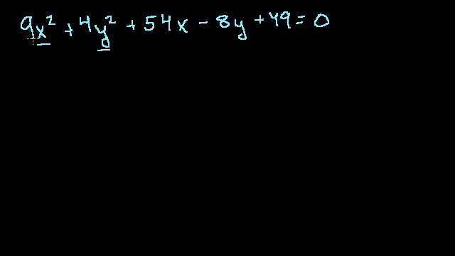If they both have the same number in front of them, that's a pretty good clue that we're going to be dealing with a circle. If they both have different numbers, but they're both positive, that's a pretty good clue we're probably dealing with an ellipse. And if one of them has a negative number in front of it and the other has a positive number, that tells you we're probably dealing with a hyperbola.